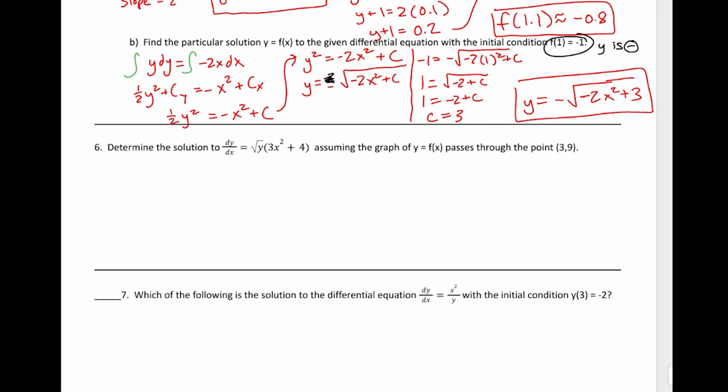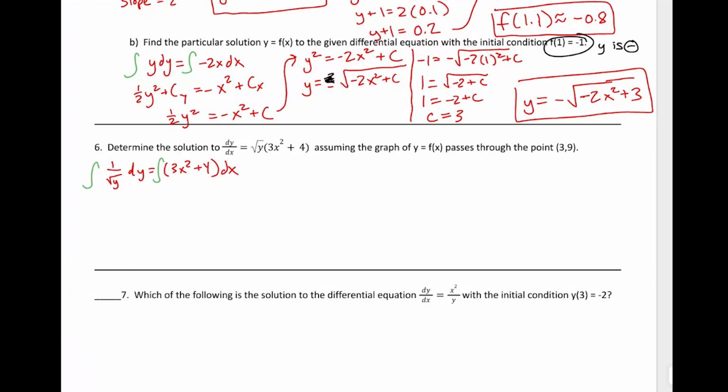You got to be a little more careful here because we can't just use the cross products property like we have in all the other ones. To get that root y over the other side, we're actually going to have to divide both sides by root y. So we're going to have 1 divided by root y dy equals 3x squared plus 4. And then if we multiply both sides by dx, we're going to get the dx over there. Now we're going to integrate both sides with respect to their variables.